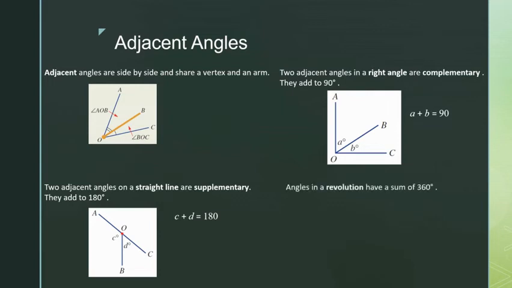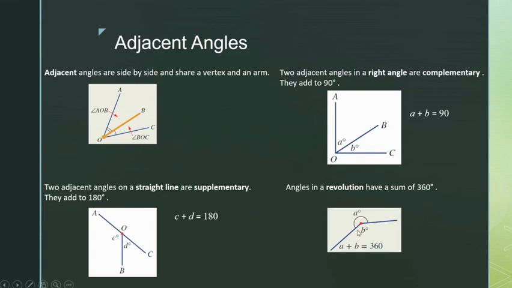Our last example refers to angles that form what we call a revolution, and they have a sum of 360 degrees. Now, a revolution, similar word is circle. So when we look at this, we can see that these angles, angle A, which goes around here, and angle B, which goes around underneath, the two of those angles together create a full revolution.